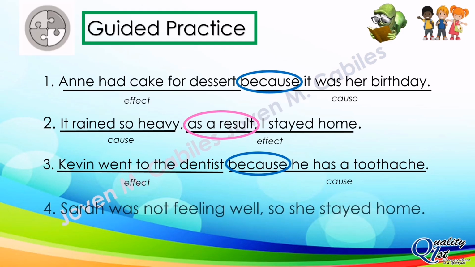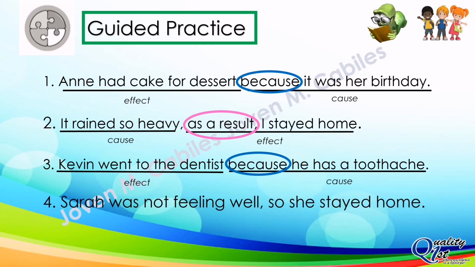Okay, for number 4, Sarah was not feeling well, so she stayed home. The effect is, well done, so she stayed home. Why? Because of the signal word so, and the remaining part will now be the cause. Alright, kids? Well done!